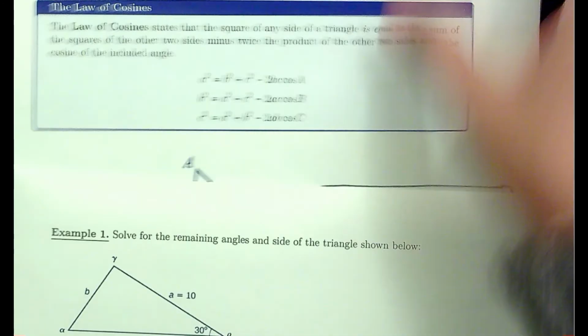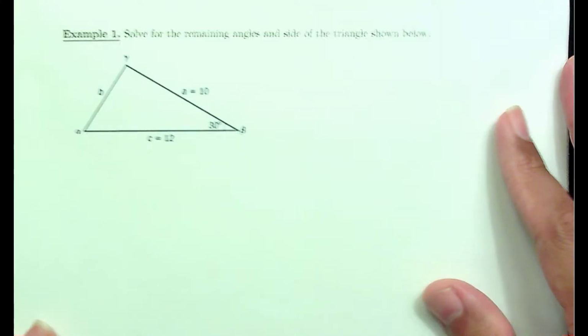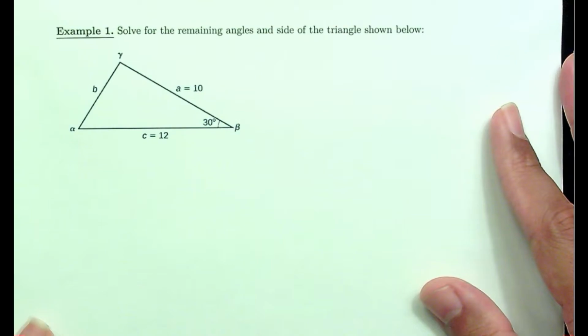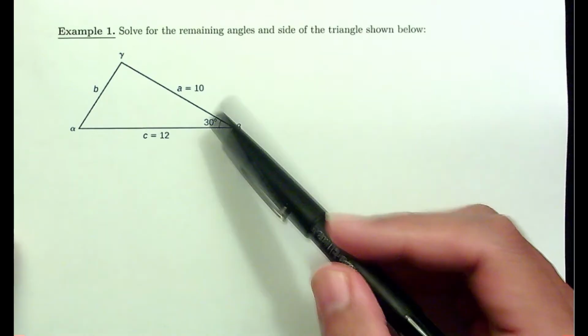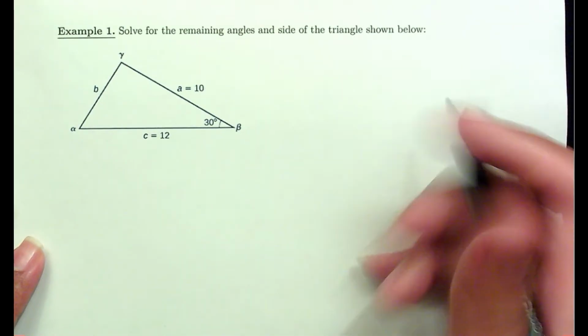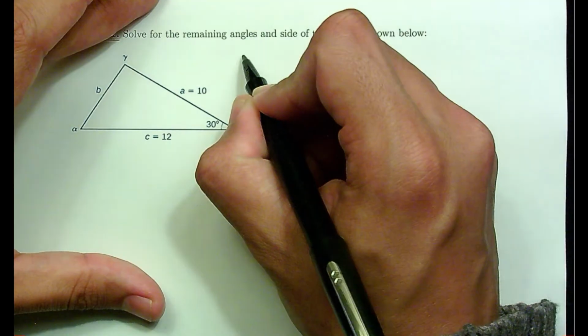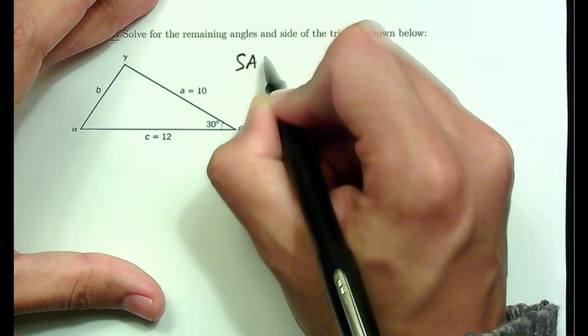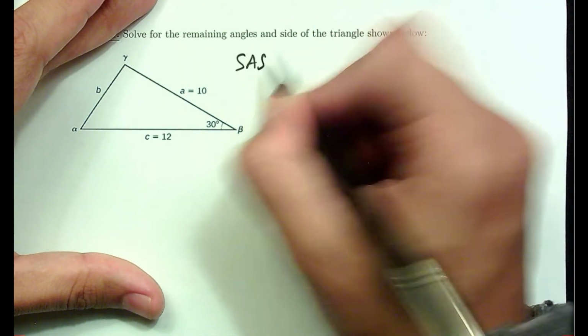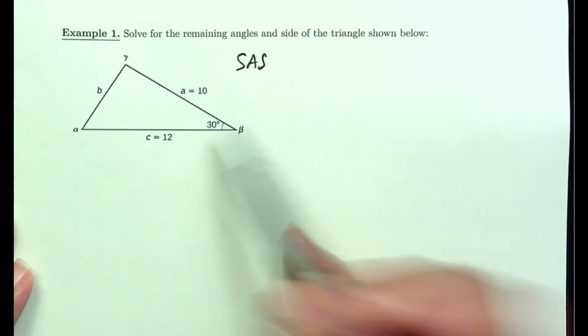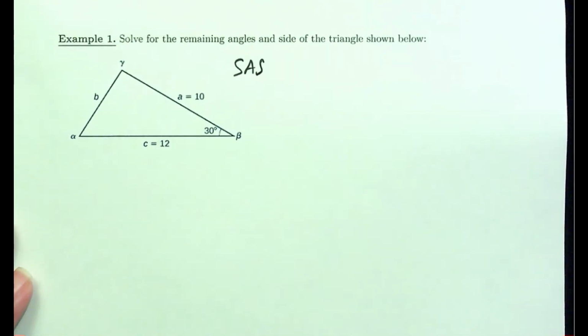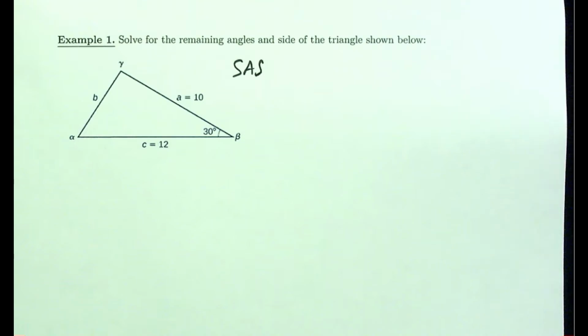So let's do one example here. It says, solve for the remaining angles and side of the triangle shown below. And this is an example of a triangle where you have a side, the angle, and the side. This is a side angle side because you know this side, that side, and the angle between them. Okay, so let's solve it.